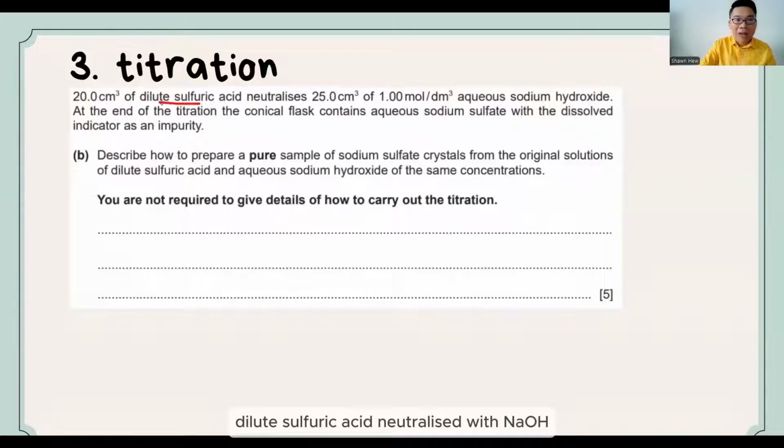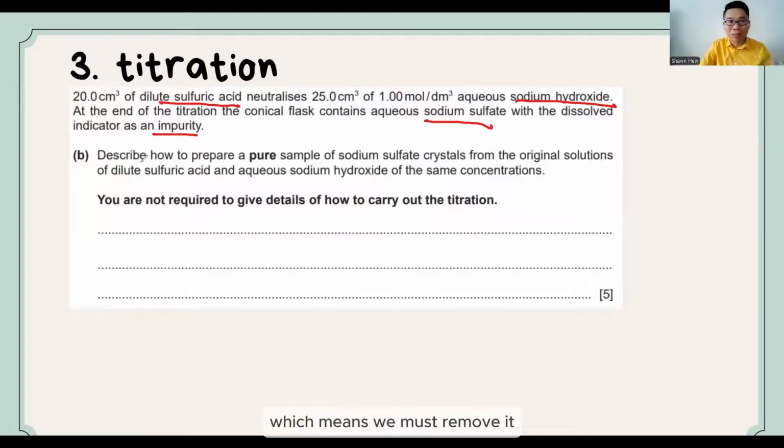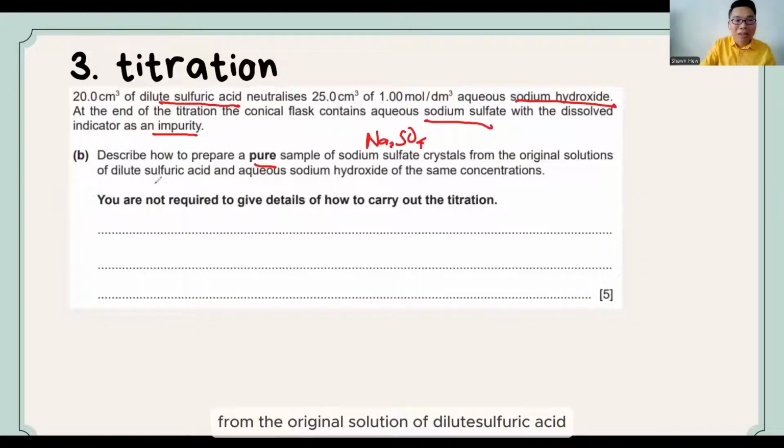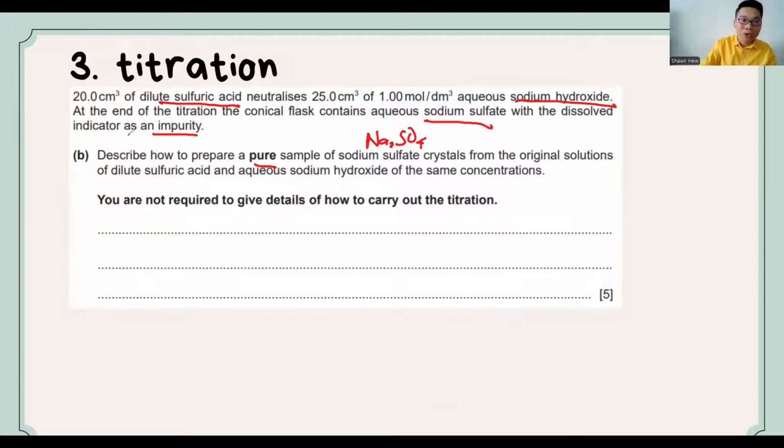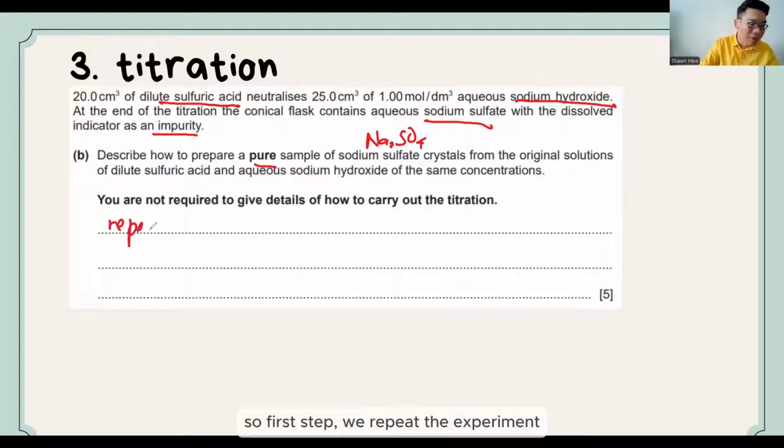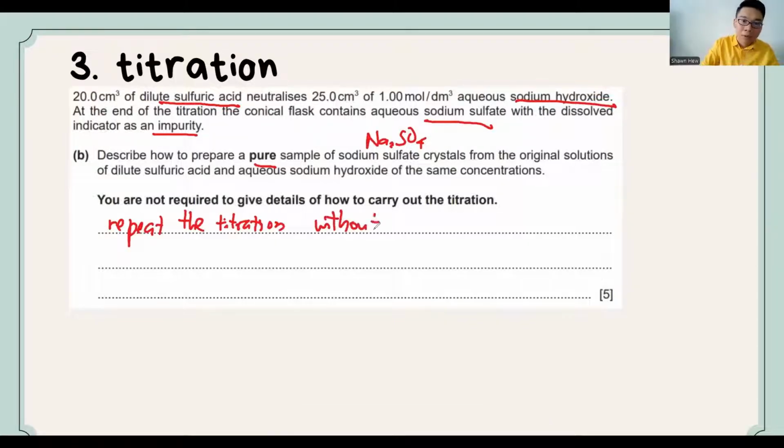Next question, dilute sulfuric acid neutralized with NaOH. At the end point, the flask contains sodium sulfate with dissolved indicator as an impurity, which means we must remove it. So describe how to prepare a pure sample of sodium sulfate from the original solution of dilute sulfuric acid and NaOH of the same concentration. So first step, we repeat the experiment without using indicator for the same volume.